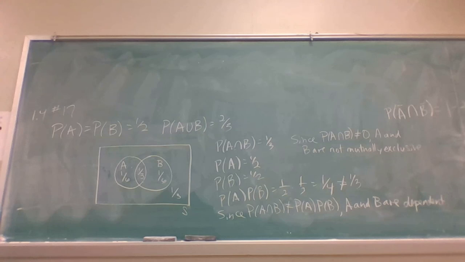Okay, so a true-false test has four questions. A student is not prepared for the test and so must guess the answer to each question. What is the probability the student answers at least half of the questions correctly?